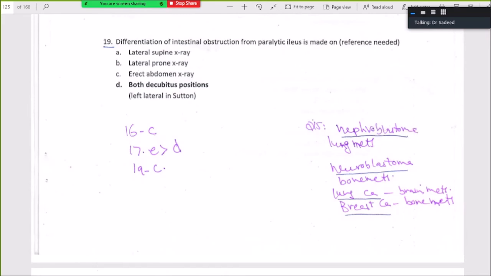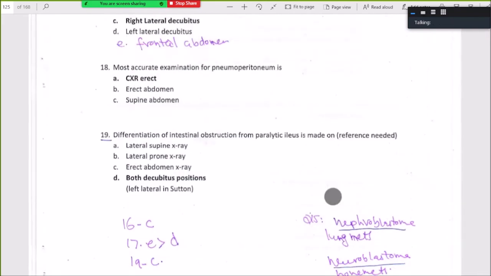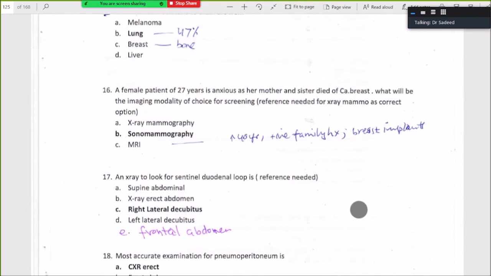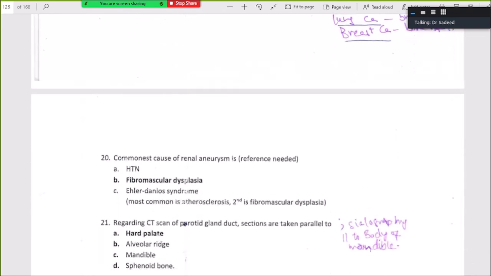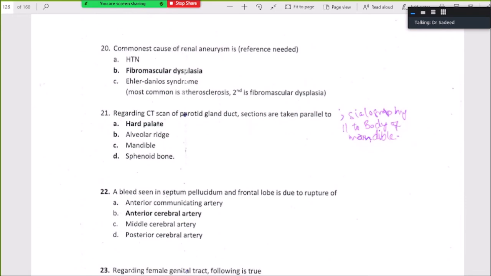Question number 15 again. Nephroblastoma shows lung metastasis. Neuroblastoma shows bone metastasis. Lung cancer shows brain metastasis, and breast cancer shows bone metastasis. So neuroblastoma and breast cancer show bone metastasis. Lung cancer shows brain metastasis, and nephroblastoma shows lung metastasis. Question 20. Commonest cause of renal aneurysm is fibromuscular dysplasia.